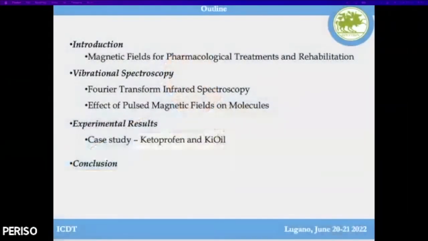We will have a brief discussion about the magnetic field we used during the experiments, and then we used a spectroscopic approach to analyze the samples, the biomolecules. In this case, we used FTIR, Fourier transform infrared spectroscopy, and then we present the first case study on two molecules: ketoprofen, widely known, and krill oil, which was provided by the pharmacological group, which is a nutraceutical product.